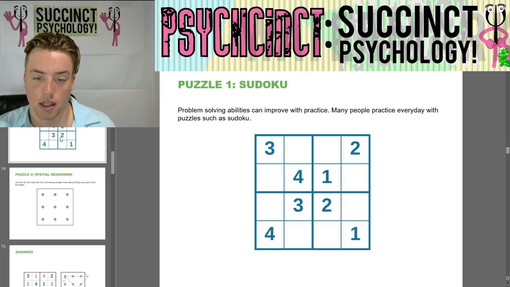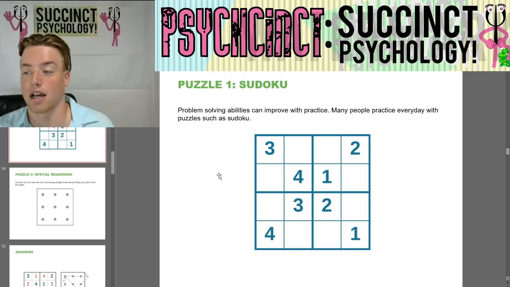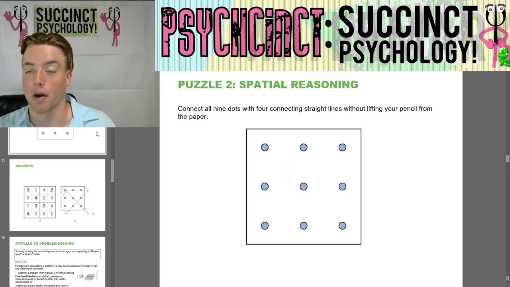So here we have some puzzles. Number one, we have Sudoku. Problem-solving abilities can improve with practice. Many people practice every day with puzzles such as Sudoku. And I will not lie to you, I have no idea what Sudoku is. I know it exists, I just don't know how to do it.